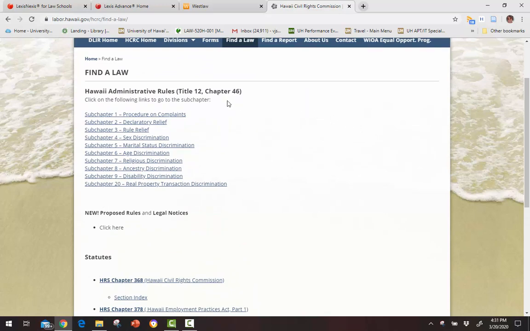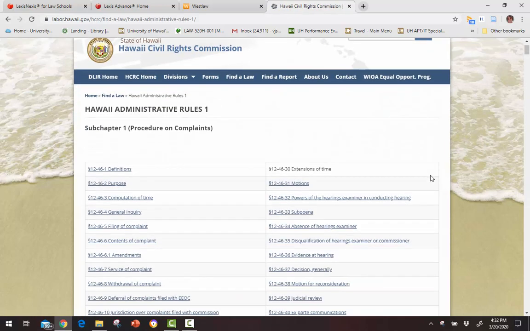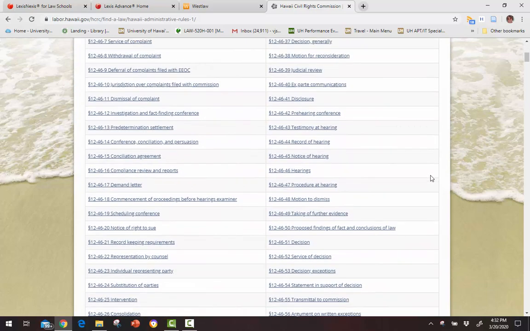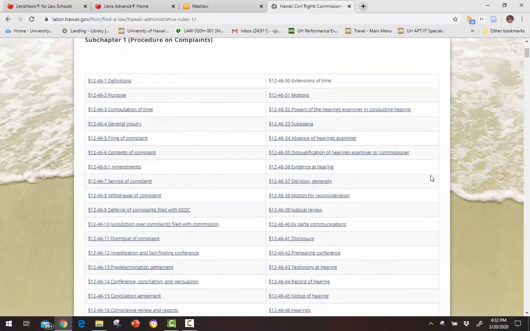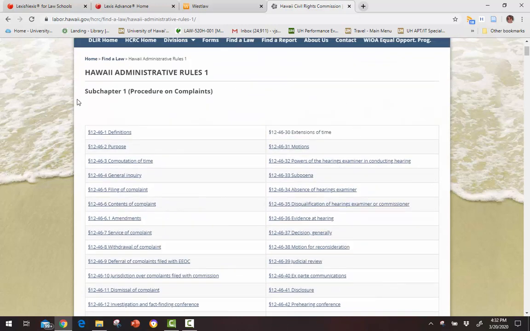Okay, so I'm going to open up one of these subchapters, and I'm going to point out to our students that just like the federal statutes, we have titles in the administrative rules. Right. So we're in Title 12, and each title has many chapters. This is Chapter 46. I'm going to Subchapter 1 to open it up and show you what we find. So this is Procedures on Complaints. If I open that up, here are all of the different sections within that subchapter. It's a pretty big subchapter, and I'm going to start at the beginning, which is Title 12, Section 46-1. And there's a definition section, right?